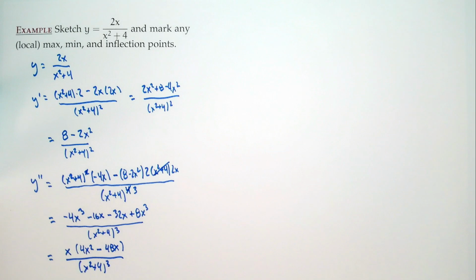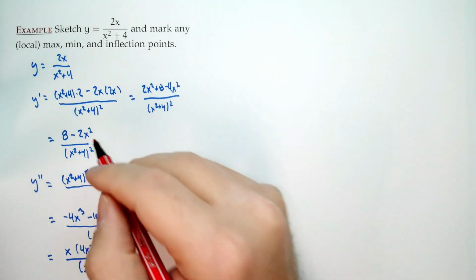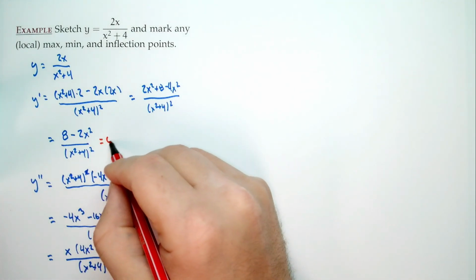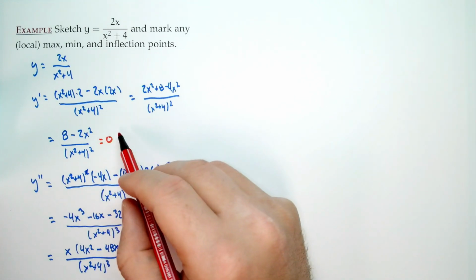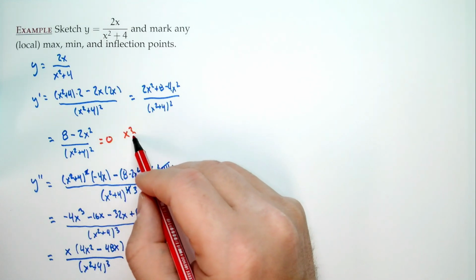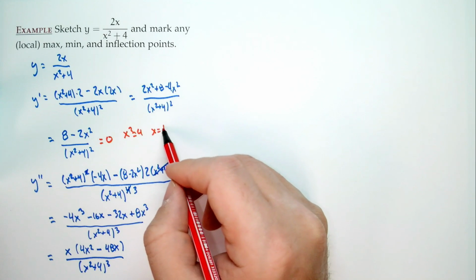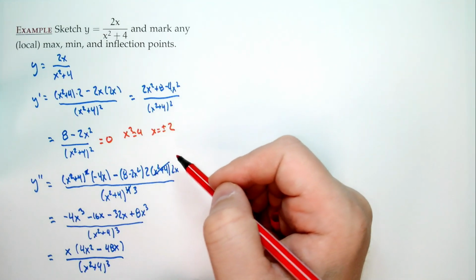Now, what do we need? We need to find all the points where the derivative is 0, or the second derivative is 0, or undefined. Now, x squared plus 4 in the denominator is always positive, so we don't have to worry about undefined. What about equals 0? Well, for the derivative, we just worry about the numerator. That tells us that x squared has to equal 4, which tells us x equals plus or minus 2.